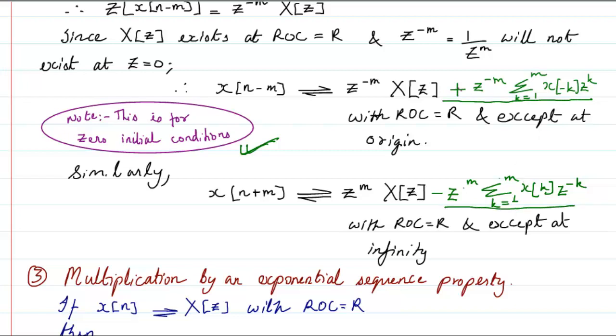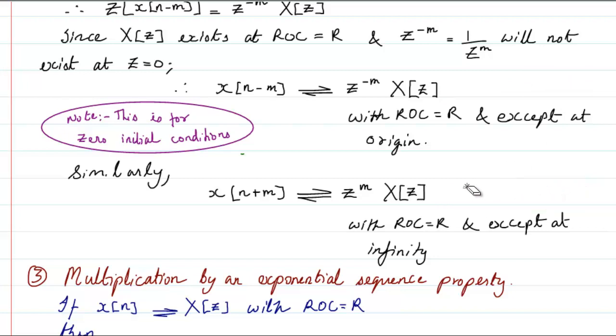So first you can write that this is for zero initial condition, and if the initial condition is non-zero, then the equation will be the one with the green part. Okay, generally this is the equation. So hence we have proved the time shifting property.